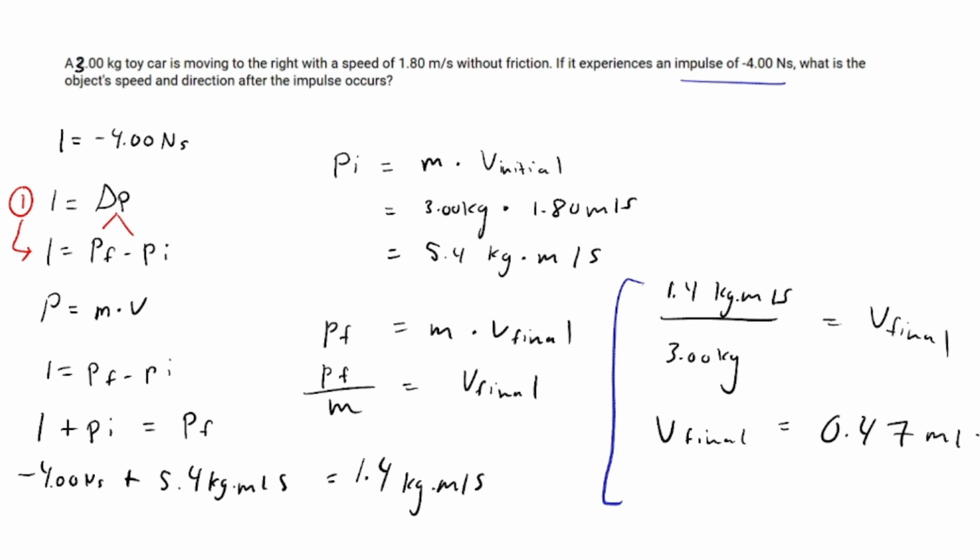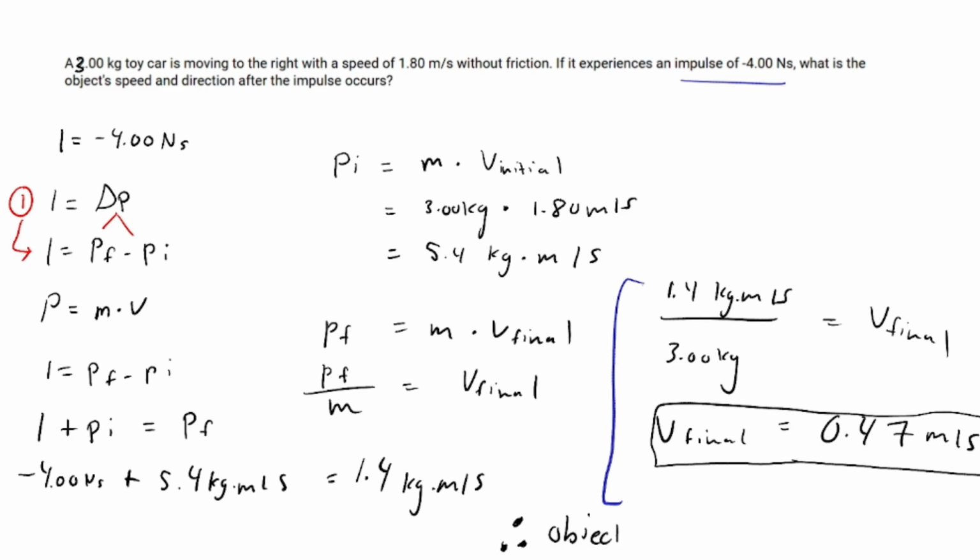And that is the final velocity of the toy car. And it asks what direction does it go, and since our velocity is positive, we can state that our object is going to be moving towards the right and at the speed of 0.47 meters per second.